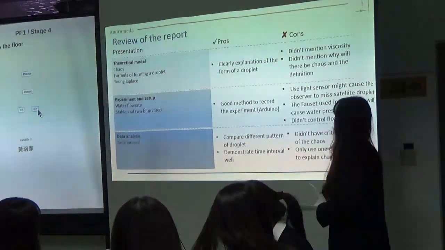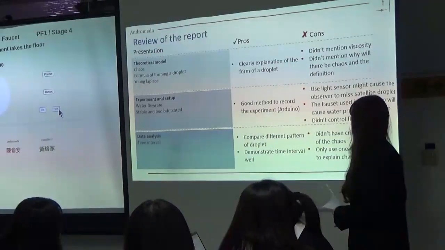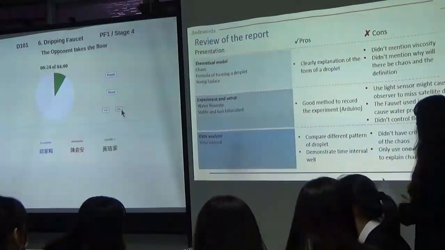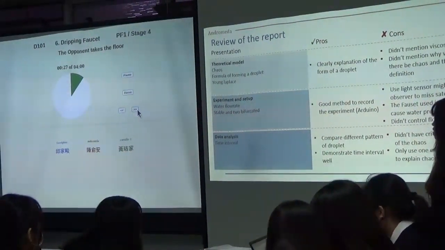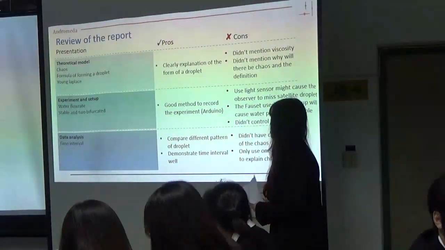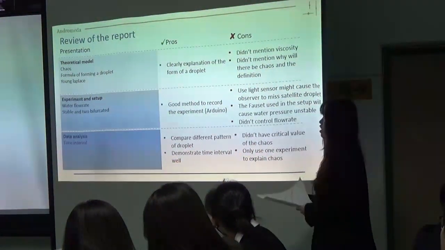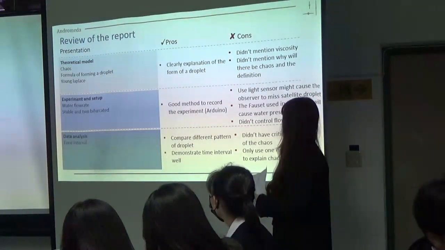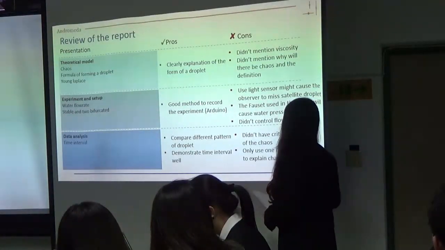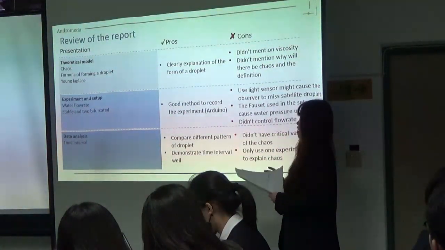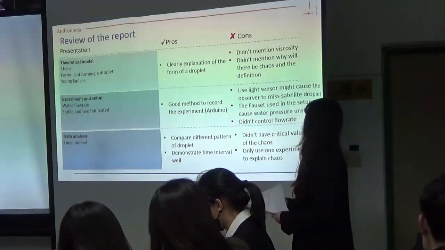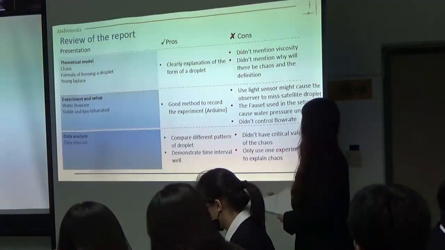First of all, let's talk about the review of the report. In his presentation of the theoretical model, he mentioned the chaos and the formula of forming a droplet, and also put the Young-Laplace equation. For his pros, I think he has a clear explanation of the formation of a droplet. But I think viscosity is a really important factor to affect the dripping of the droplet, so I think we need to consider it.